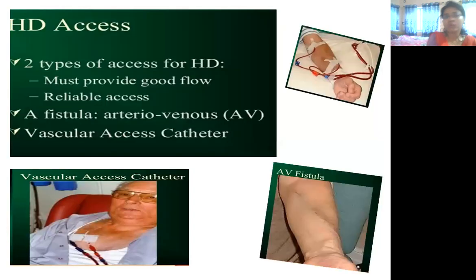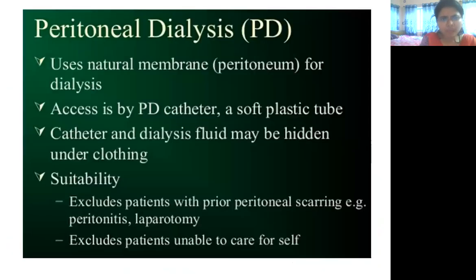So generally, hemodialysis access is of two types. Mostly it is to provide a good flow. It is reliable access. Various types of catheter we can use here. So it is quite accessible in nature. But peritoneal dialysis uses the natural membrane for dialysis. Access for peritoneal dialysis is also through one catheter.